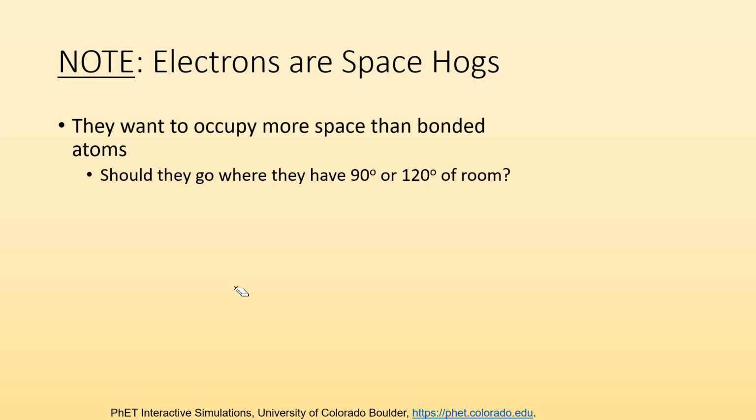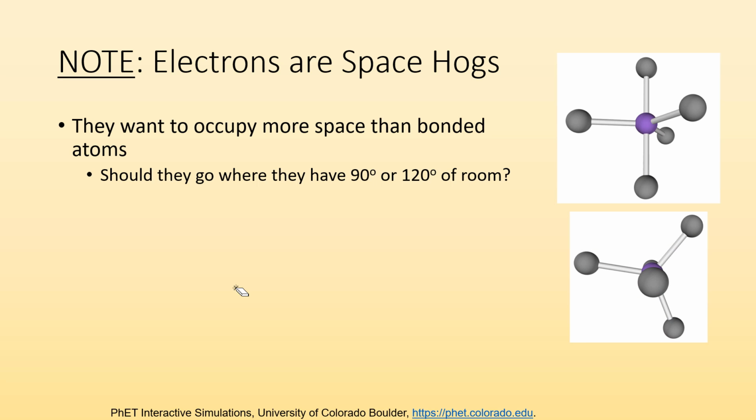So if I had an option, where should I put these electrons? They can either go somewhere where they have 90 degrees of room or 120 degrees of room. Since electrons are space hogs, they're going to want to go where they have 120 degrees of room. An example here is I have 120 degrees between these 2 atoms along the equator, or if I put them up here, then they'd only have 90 degrees of space. So where are they going to go? Well, they're going to go where they have more room. They're going to go right here instead of up here.